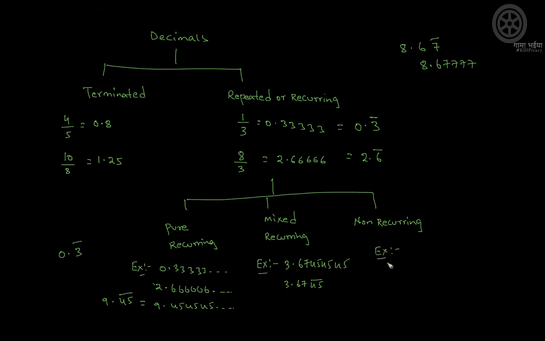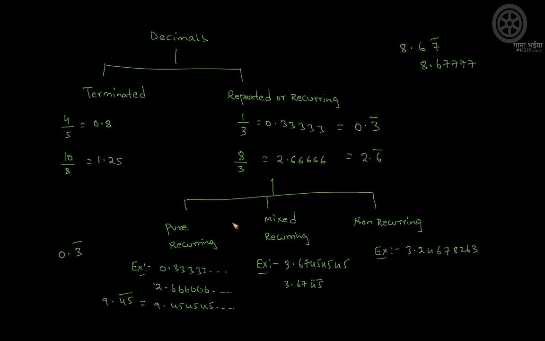Non-recurring means a decimal number in which there is no regular pattern of repetition of digits. For example, you have a number 6, 7, 8, some number 2, 6, 3, like that. No repetition. Non-recurring of the decimal point. And we will see the problems on pure recurring and mixed recurring. These are very, very important from the exam point of view. Understood the decimals concept and the types of decimals?